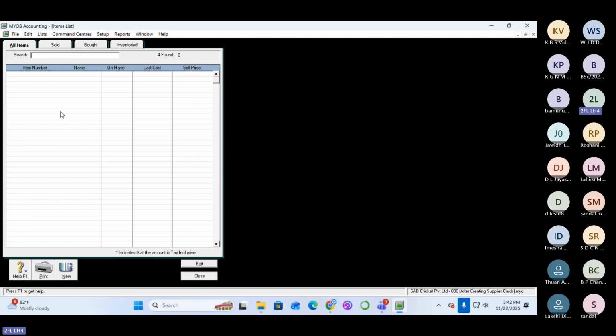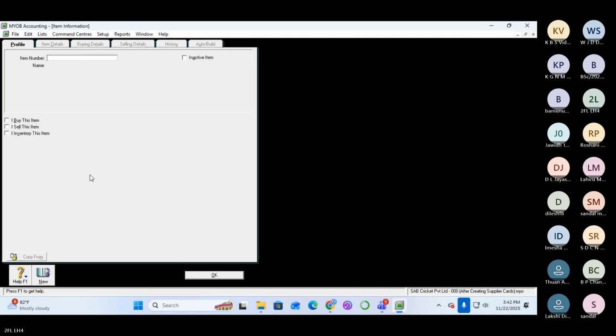And you can see there is no item. At the bottom, you can see there is a button called new. Click on that button. When you click on that button, you get this format, which is the format for creating items. Basically two fields are active: one field and one checkbox. The only active field is item number, and the checkbox is inactive item.